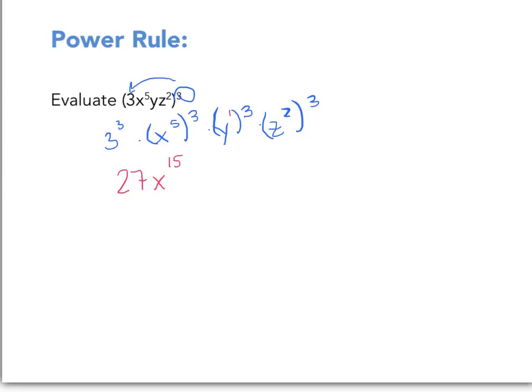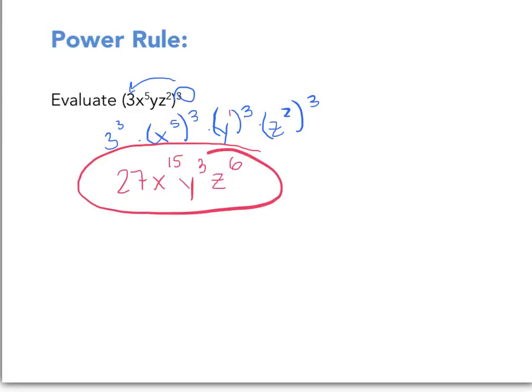Y to the first to the third power, 1 times 3 is y to the third power. And then we have z squared to the third power, 2 times 3 is 6. We have z to the sixth, and that would be our final answer. So with power rules, when you're raising a power to a power, you multiply.